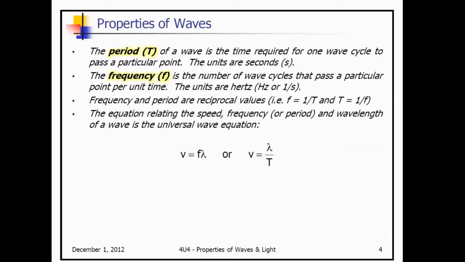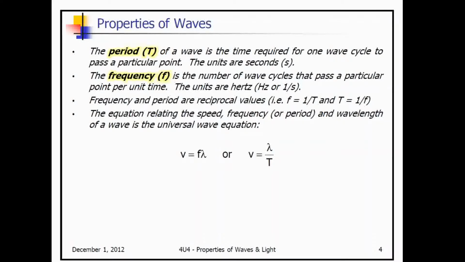So the period of a wave is the time required for one wave cycle to pass a particular point, and we measure period in seconds. The frequency of the wave is the number of wave cycles that occur per unit of time, and we usually say per second, so we use the units of hertz. So I'll talk about period and frequency.